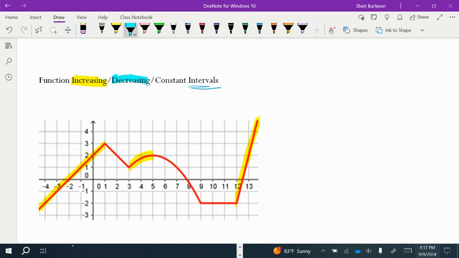Decreasing is going to be as my X values get larger, my Y values get smaller. So the function is decreasing on that interval. It is decreasing again on that interval. And those are the only two places where as my X value gets larger, my function value gets smaller.